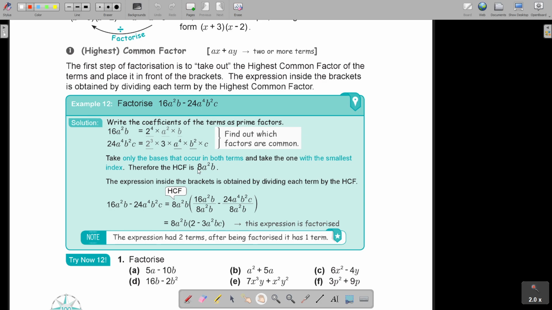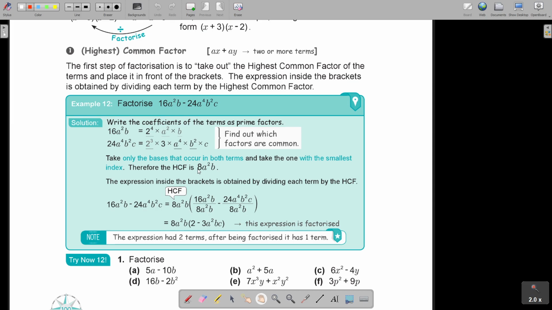Now the same actually with the bases, which in this case are a's and b's. So is there an a in both? Yes. What is the smallest exponent? 2. Is there a b in both? Yes. What is the smallest exponent? 1. So it's a squared b, and that's why I got this.